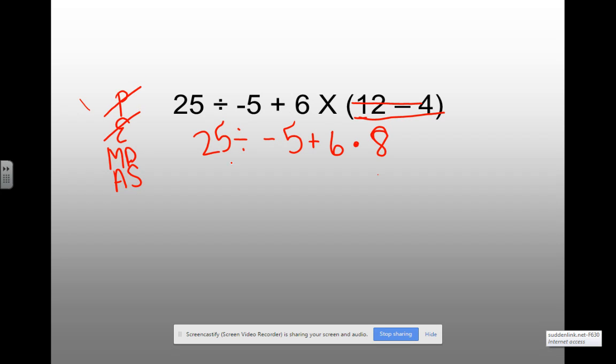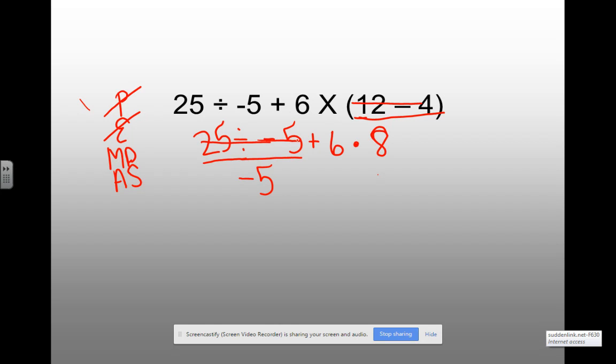Multiply, divide. I do have multiplication and division, but I'm going to do the division first because it comes first in the problem. Now, 25 divided by negative 5. I have to remember my rules from multiplication and division of integers. When the signs are the same, your answer is positive. When your signs are different, your answer is negative. 25 divided by negative 5 is a negative 5.